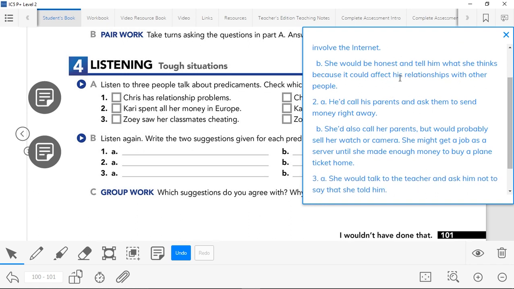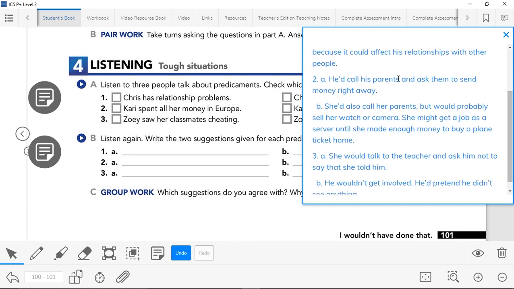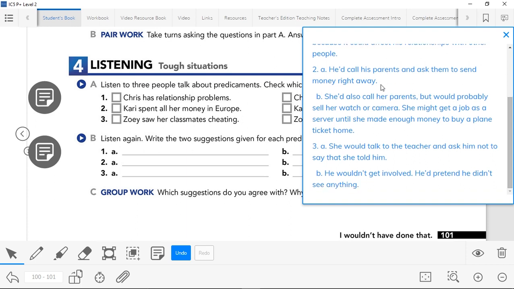he'd call his parents and ask them to send money right away. She'd also call her parents, but would probably sell her watch or camera. She might get a job as a server until she made enough money to buy a plane ticket home. Okay. Number three, she would talk to the teacher and ask him not to say that she told him, or he wouldn't get involved. He'd pretend he didn't see anything.